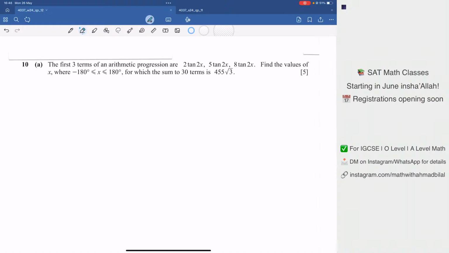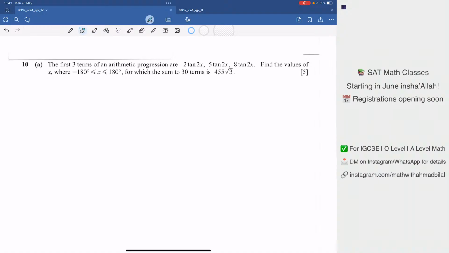The first three terms of an arithmetic progression are 2 tan 2x, 5 tan 2x, 8 tan 2x. Find the values of x, where x is between -180 and +180, for which the sum to 30 terms is 455 root 3. Okay, now how do we think about this? It's an arithmetic progression, right? It's an arithmetic progression. That's one thing that we know. And the sum of the 30 terms is 455 root 3. Now, how exactly do we think about this?